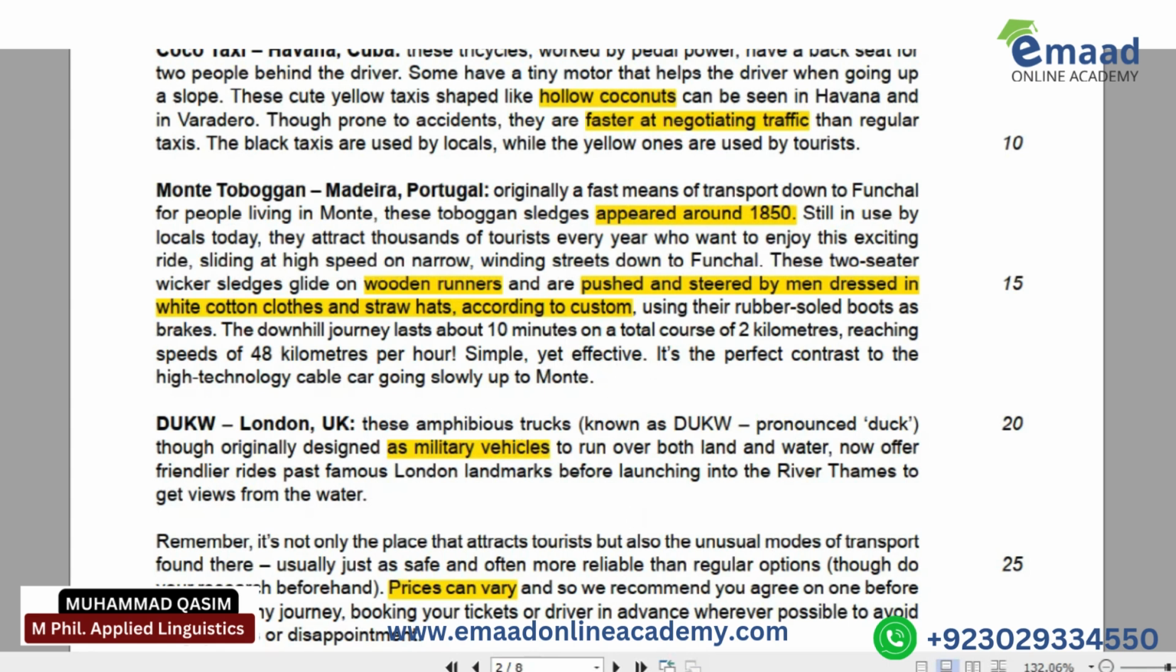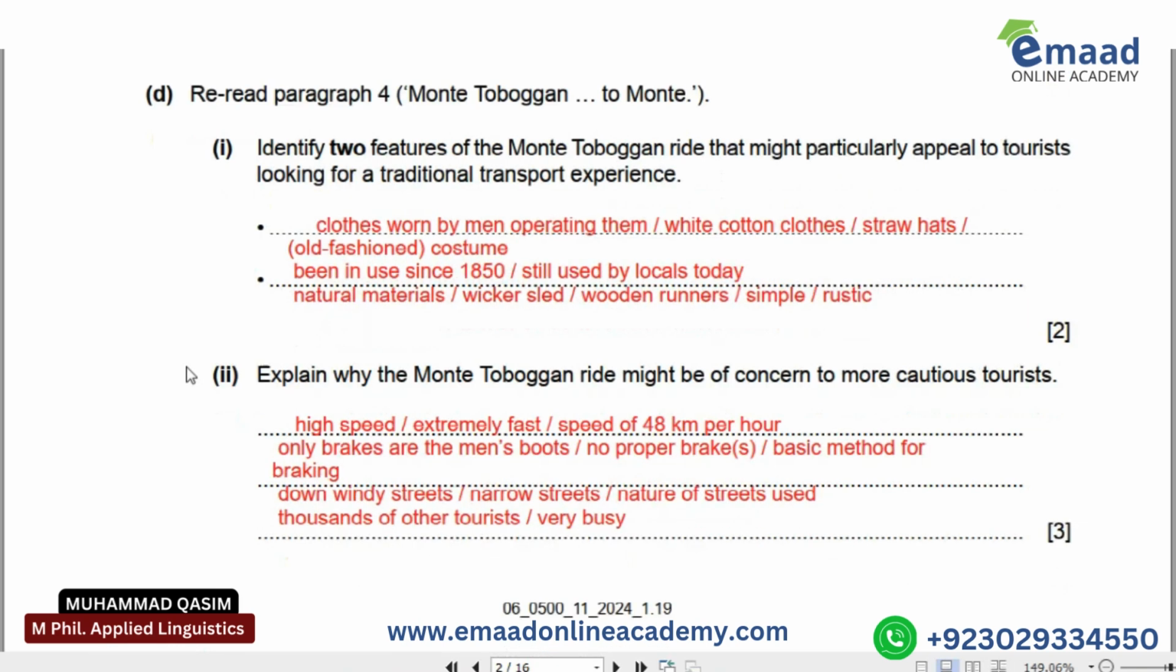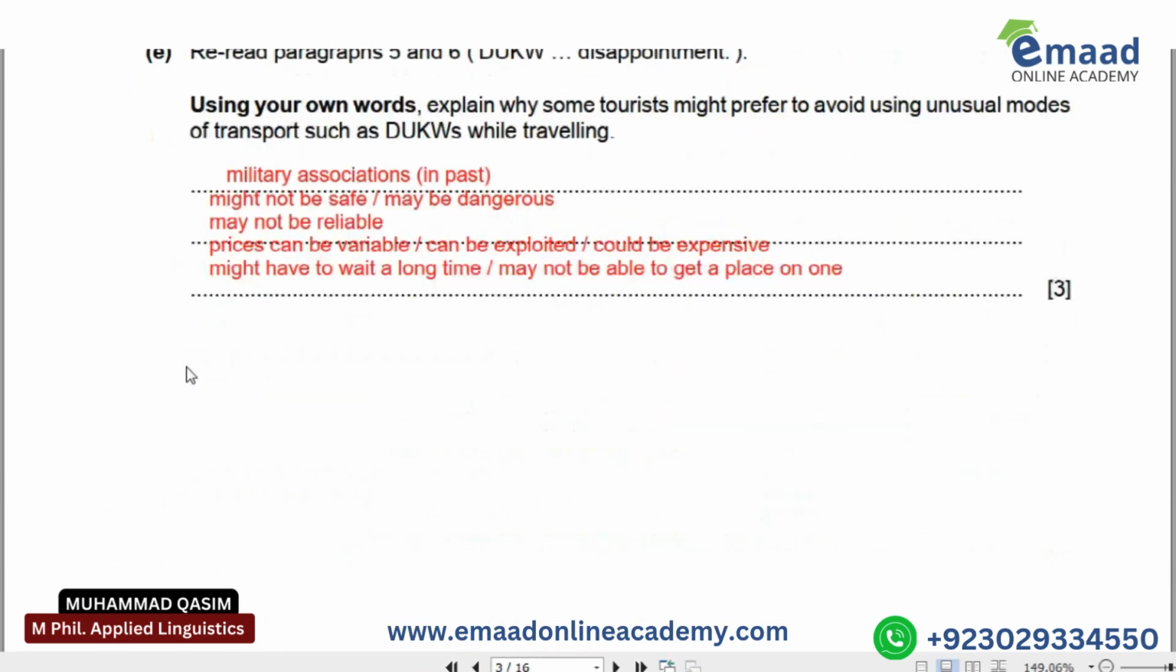So you need to remain careful about the words of questions, what they are asking. When they are asking about cautious tourists, the answer would be different. When they are talking about the tourists who are looking for traditional transport experience, the answer would be different. But drawing from the same paragraph.